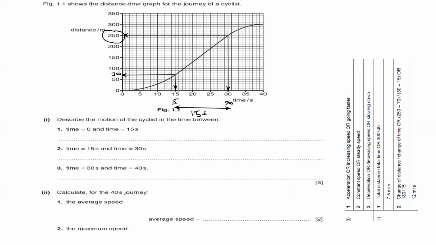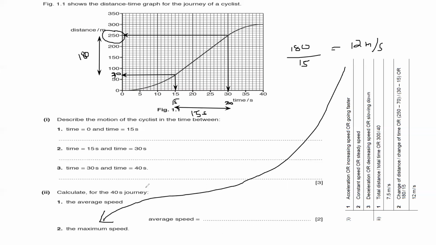The distance traveled is 250 minus 70, which is equal to 180. So the maximum speed will be 180 divided by the time interval, which is 15, equal to 12 meters per second. That is the answer for the maximum speed. Is it clear, this part, how we worked out the maximum speed?